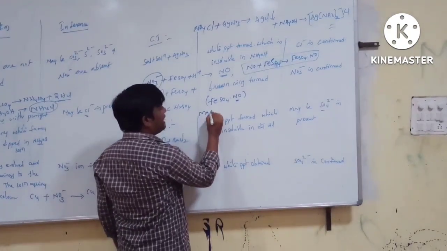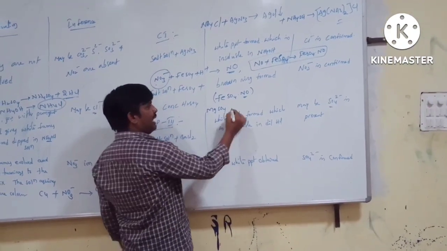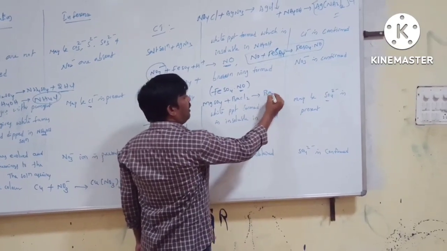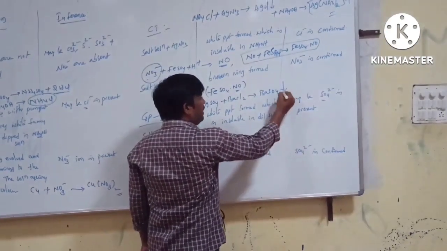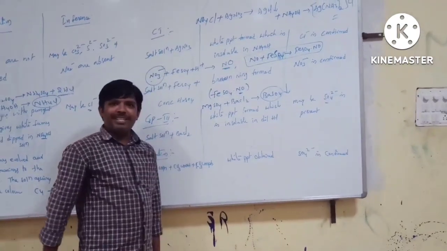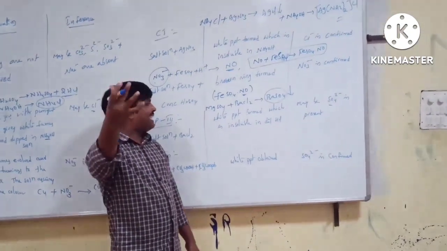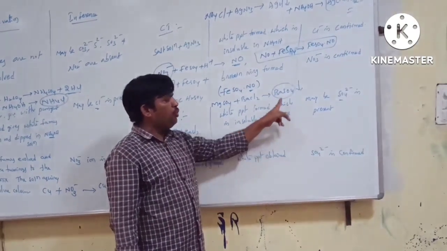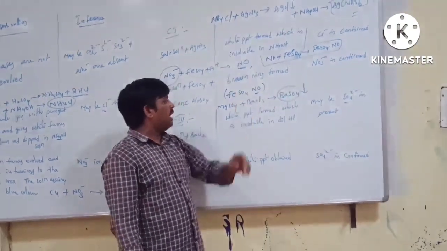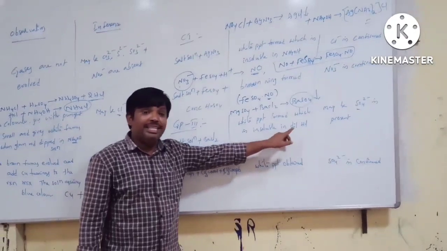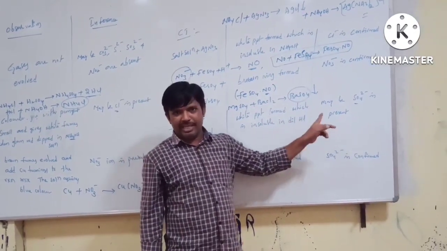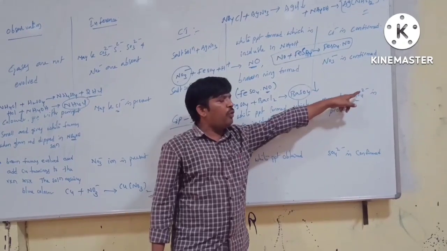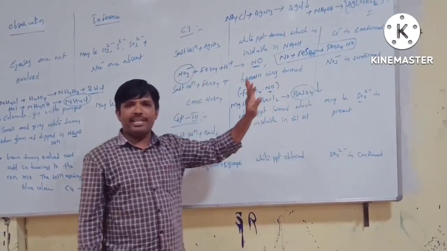When magnesium sulfate reacts with barium chloride, BaCl2, formation of BaSO4 takes place. The formation of BaSO4 is white in color. That white color is due to the formation of barium sulfate. The barium sulfate is insoluble in dilute HCl. That is the indication that SO4 2 minus may be present.